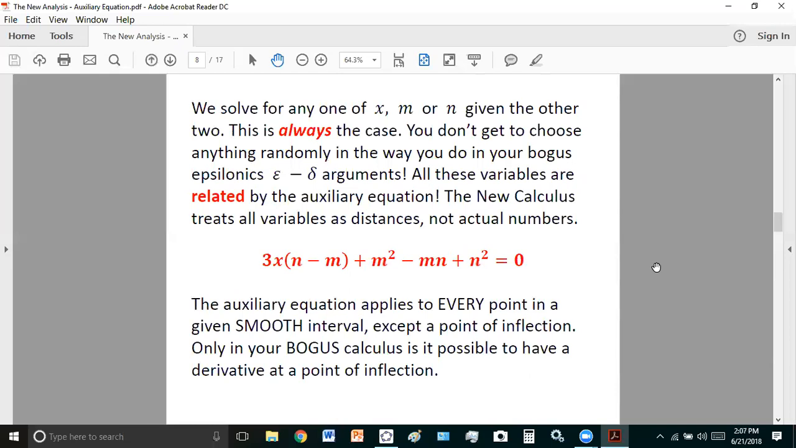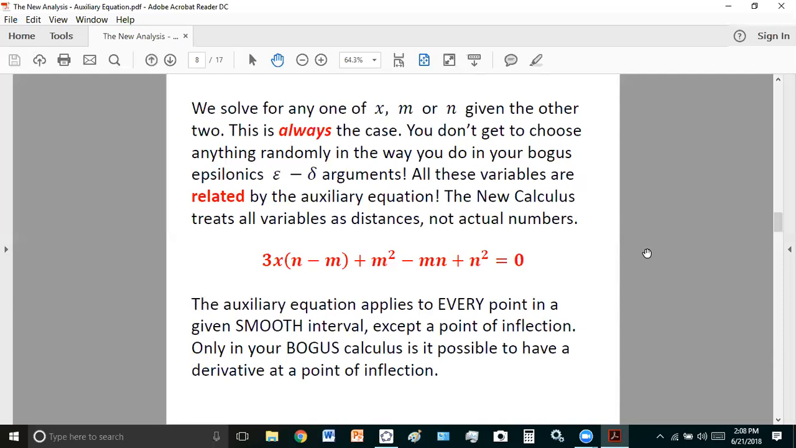And there is no need to learn the bogus theory of limits or to entertain ill-formed concepts such as infinity or infinitesimals. The new calculus treats all variables as distances, not actual numbers, because not all distances have numbers that describe them. So for example, when you work with pi in an equation, you're just using the symbol pi. It's not a number, it's just a symbol for the distance or the magnitude that we've come to realize as pi. Okay, it has no measure.